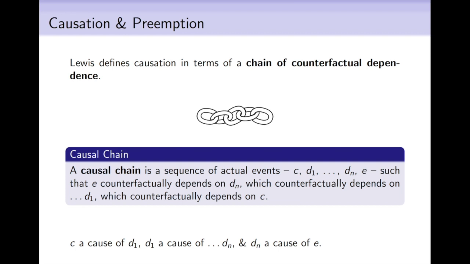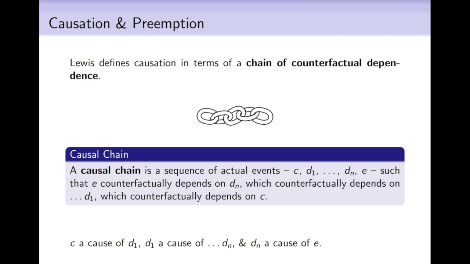Well, basically it's just a sequence of events such that each event in the sequence counterfactually depends upon the previous one in the sequence. So formally, on the slide, we've got a sequence of events C, D1, D2, D3, etc., all the way to E, such that E counterfactually depends upon Dn, which counterfactually depends upon Dn minus 1, which counterfactually depends upon Dn minus 2, and so on, all the way back to C. So a causal chain is just that: a sequence of events such that each event in the sequence counterfactually depends upon the previous one.